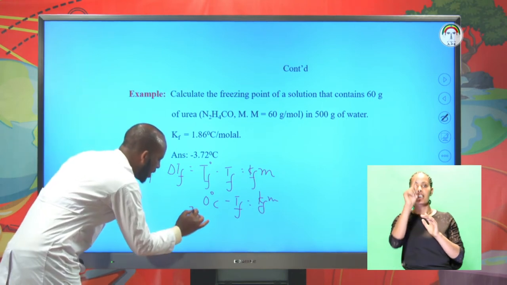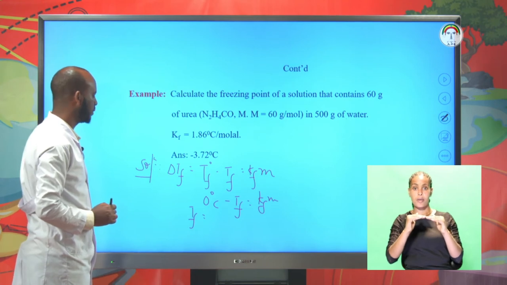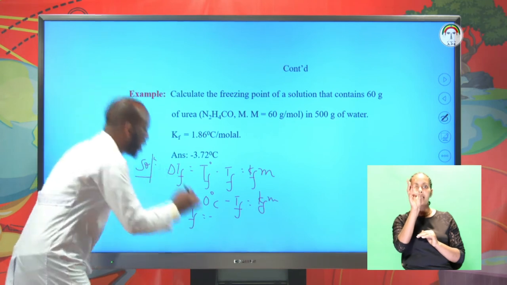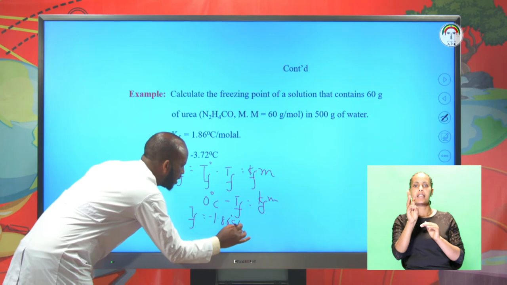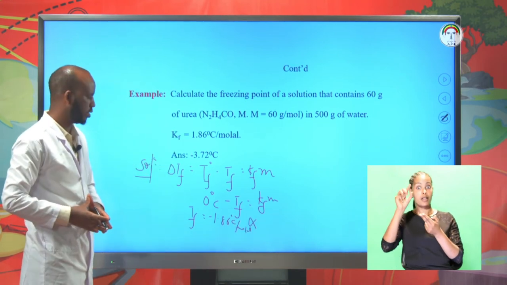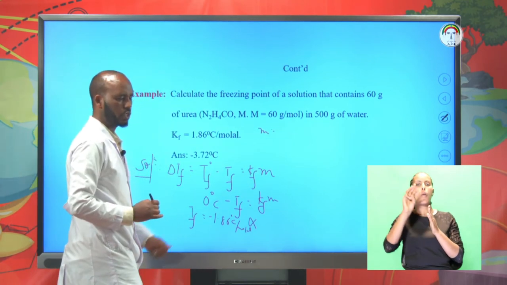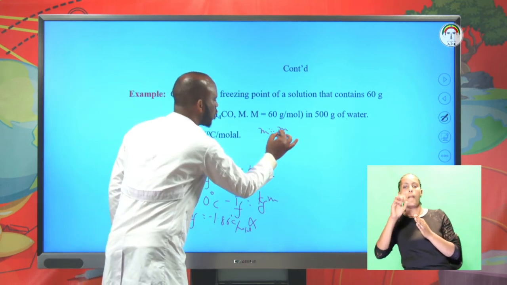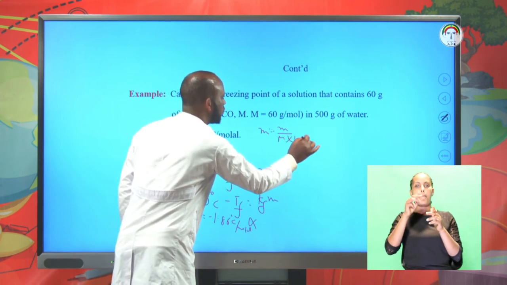Minus Tf equals minus Kf, which is 1.86 degrees centigrade per molar. Minus 1.86 degrees centigrade per molar times molality of the solution. Molality by definition, small m, is number of moles of solute per kg of solvent. But number of moles of solute is mass of solute divided by molar mass, times kg of solvent.